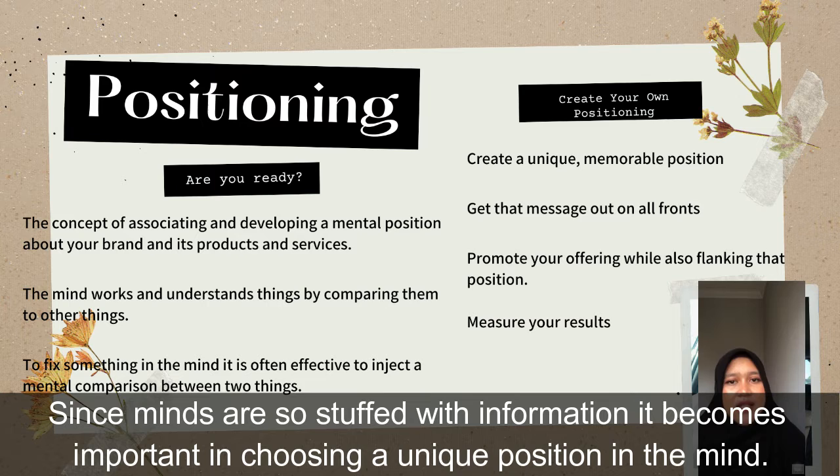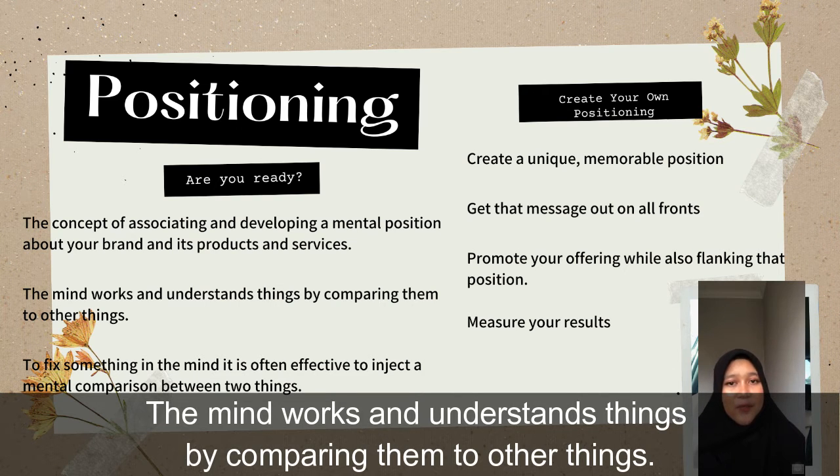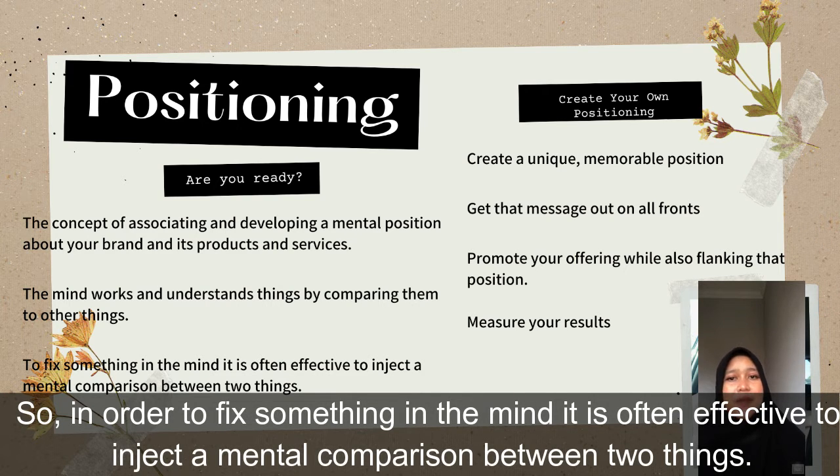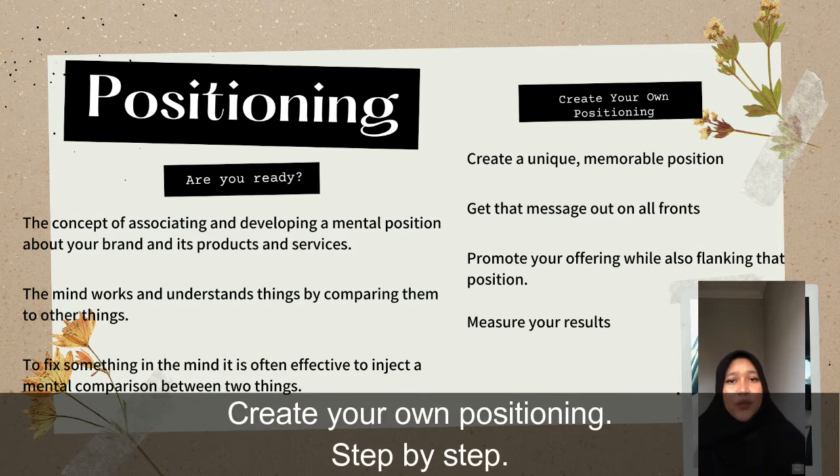Since minds are so stuffed with information, it becomes important to choose a unique position in the mind. Let's see how this works. The mind works and understands things by comparing them to other things. So in order to fix something in the mind, it is often effective to inject a mental comparison between two things. Since the mind already knows one of the things, it can more easily understand the new thing and adapt to it. Create your own positioning step by step.